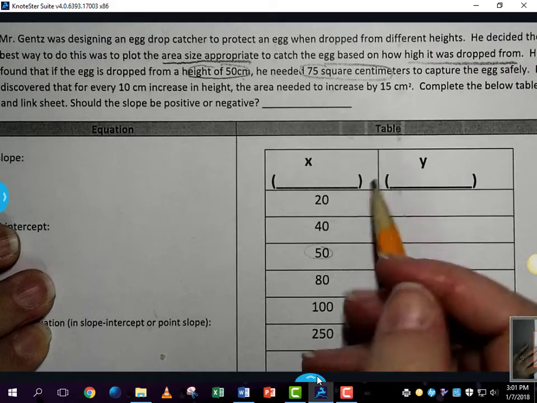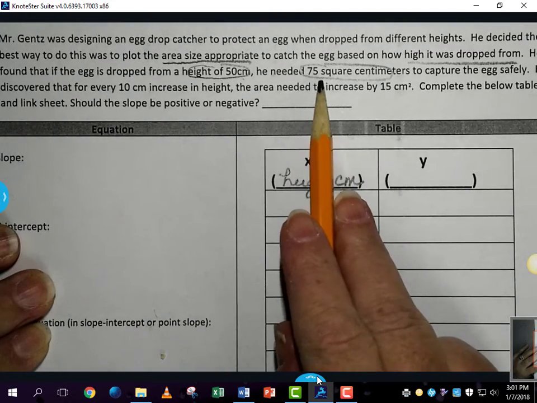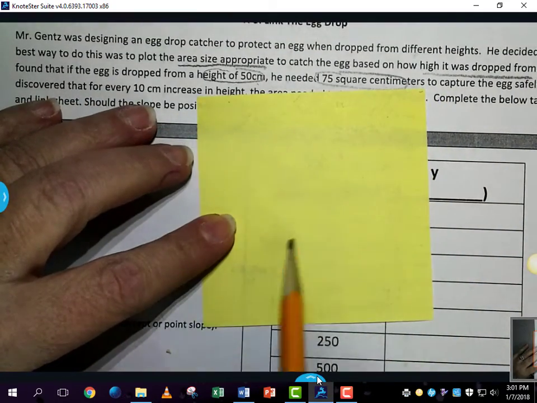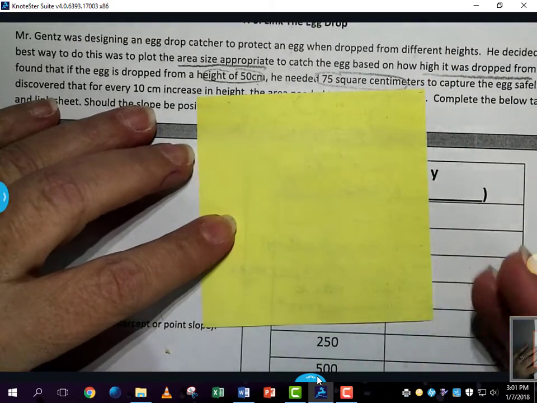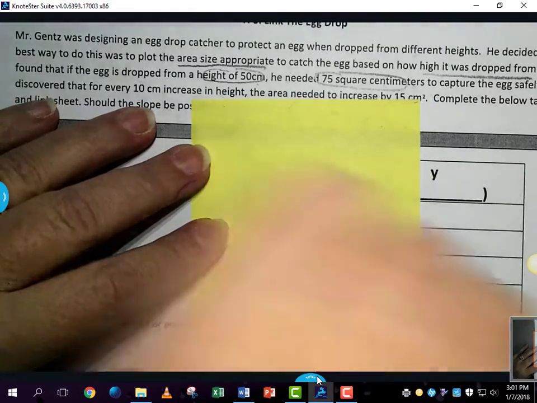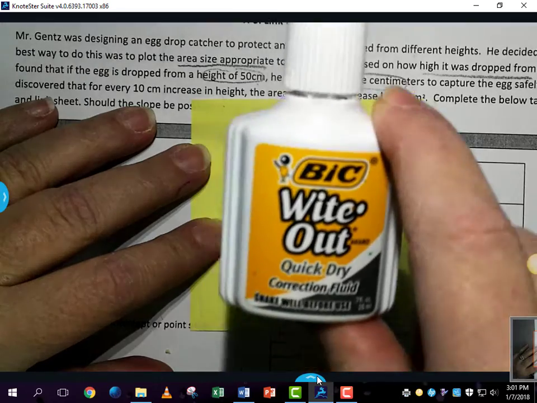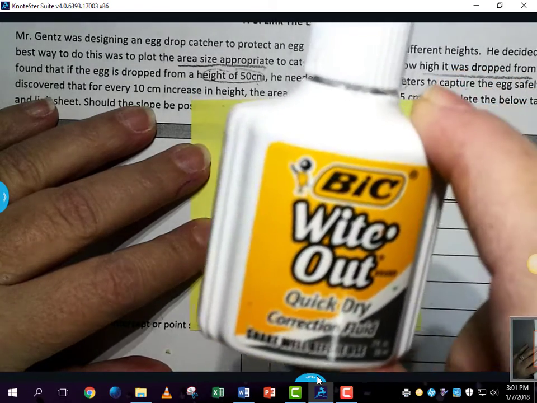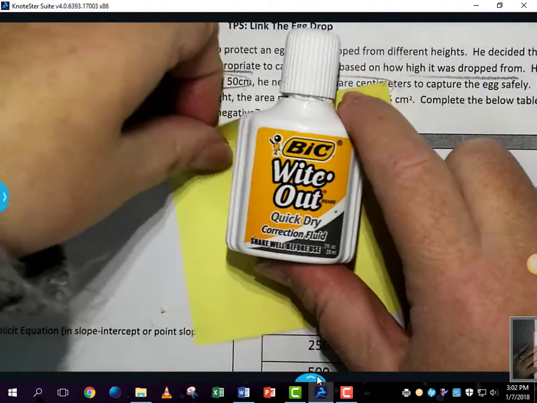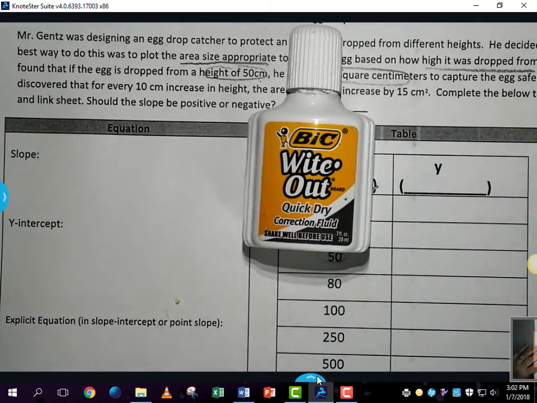so here's our 50, that makes this our height in centimeters, and it's telling us that he needed 75 square centimeters. That means the area, right? How big the catcher needed to be. We're pretending for a second that I could adjust the size based on how high up the egg is. So here's my egg, and the size of the yellow changes depending on how far away the egg is from the egg catcher. If the egg is completely on the table, then we don't need an egg catcher. It's already on the table.